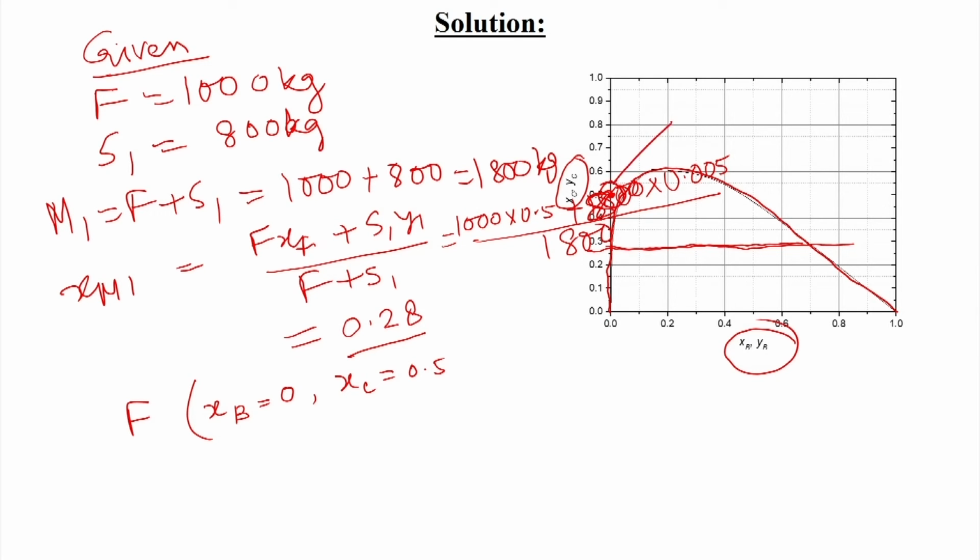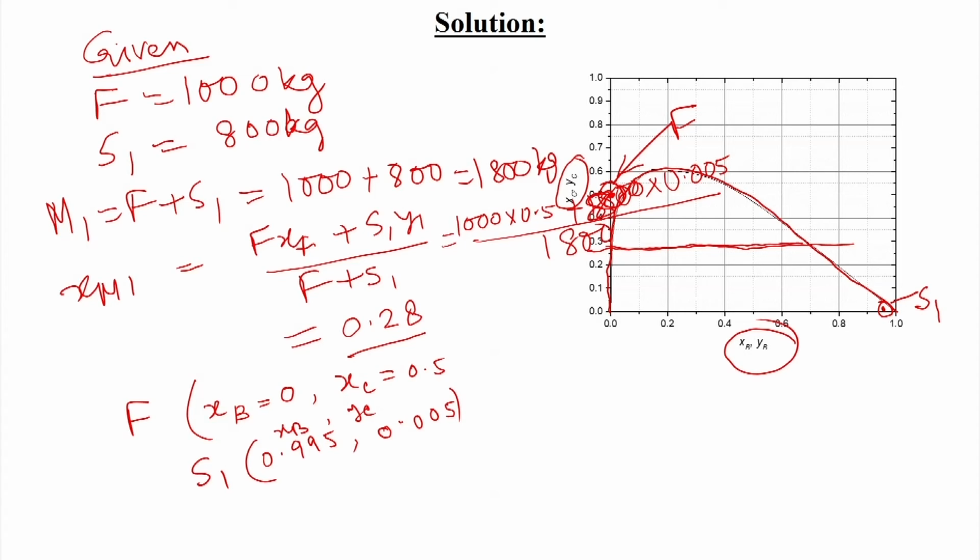And for the solvent, x p or y b, whatever it may be, is 0.995, because 0.5% is there as solute, and y c is 0.005. So x b is equal to this and y c is equal to 0.005. It will come somewhere here, and that is S 1.